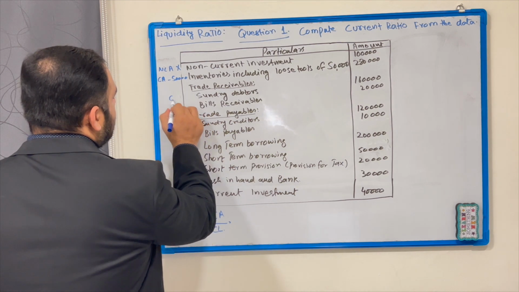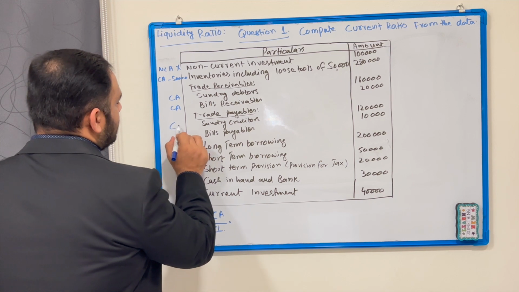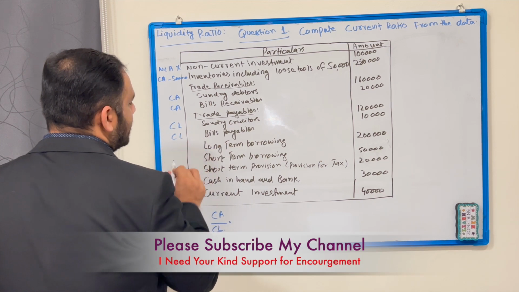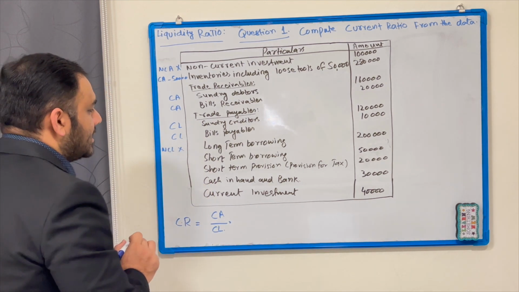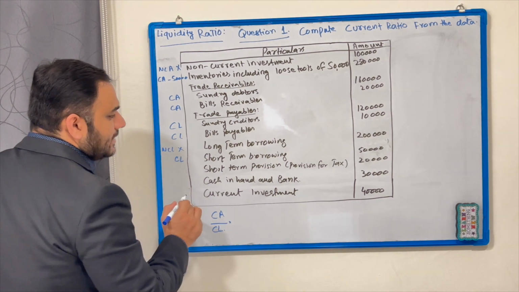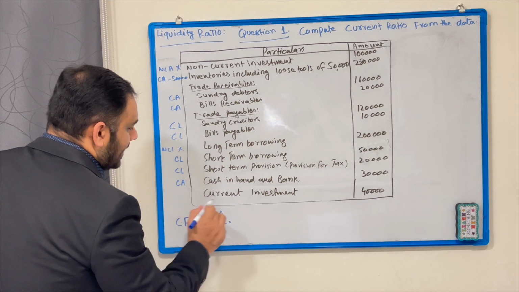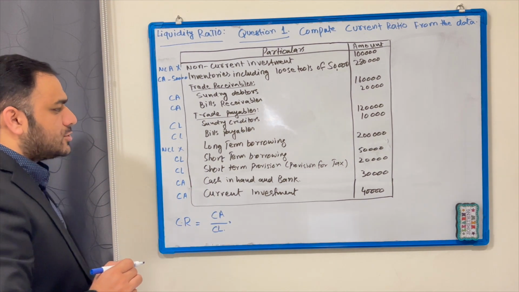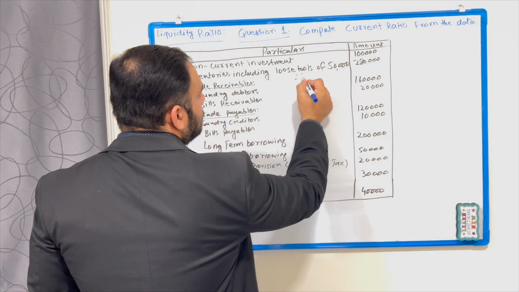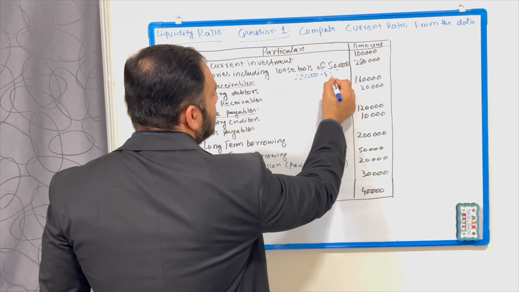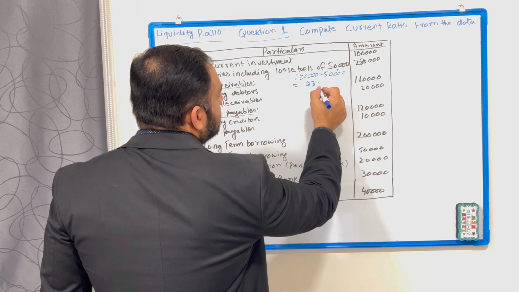Sundry debtors is your current asset, bills receivable is your current asset, sundry creditor is your current liability, bills payable is a current liability, long-term borrowings is your non-current liability, so we will not record it. Short-term borrowing is your current liability, short-term provision is also your current liability, and cash in hand is your current asset and current investment is also your current asset. So this is how we came to know how many things we have. Here we will write 2,80,000 minus 50,000 equals 2,30,000.